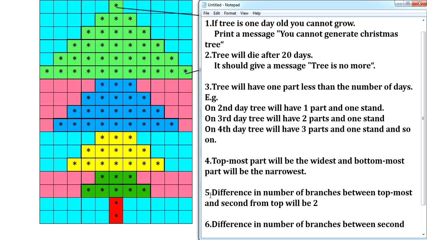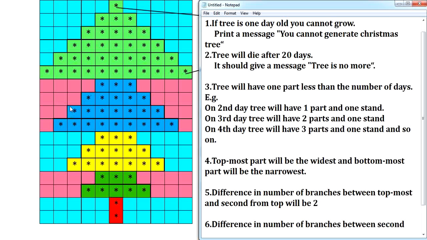And what is your fifth rule? The difference in the number of branches between the topmost and the second from the top will be 2. Let us find the number of branches here. How many branches are there? 1, 2, 3, 4, 5, 6. At your part 1, how many branches are there? 6 branches. And for your part 2, how many branches are there? We have 4 branches.